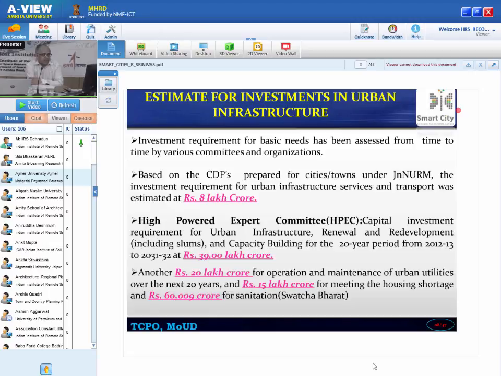One of the most important figures, you must have seen, is the High Powered Expert Committee report, which has estimated that for the 20-year period from 2012-13 to 2031-32, rupees 39 lakh crore would be required to plug the gap which I have explained in the previous slides. It's not so easy to generate 39 lakh crores. How we are going to generate this would be another challenge. Another 20 lakh crore would be required for operation and maintenance of urban utilities for the next 20 years, 15 lakh crore for meeting the housing shortage, and 60,009 crores for sanitation under Swachh Bharat.